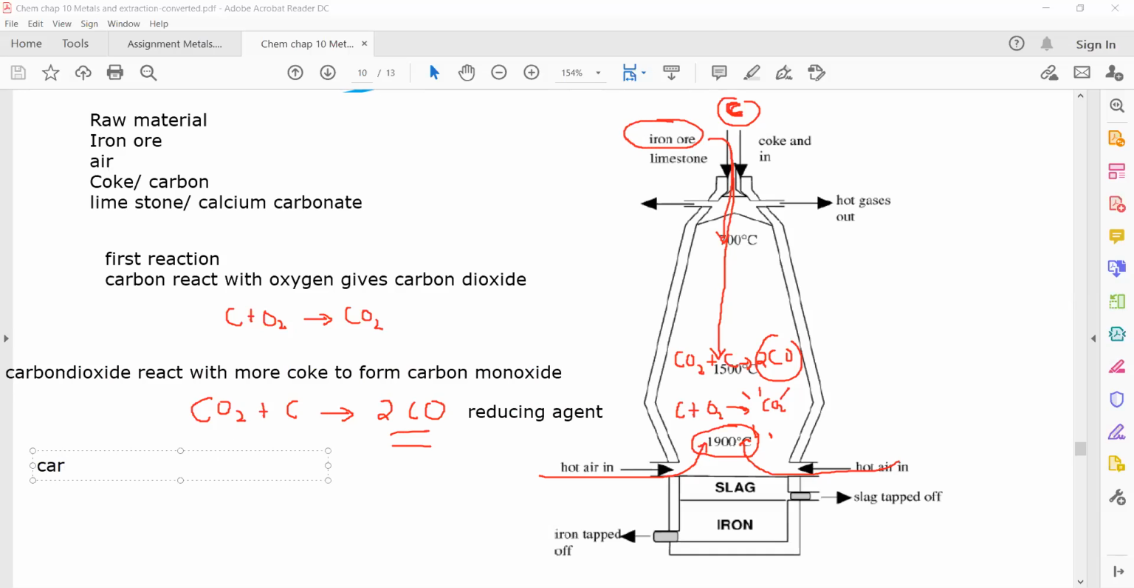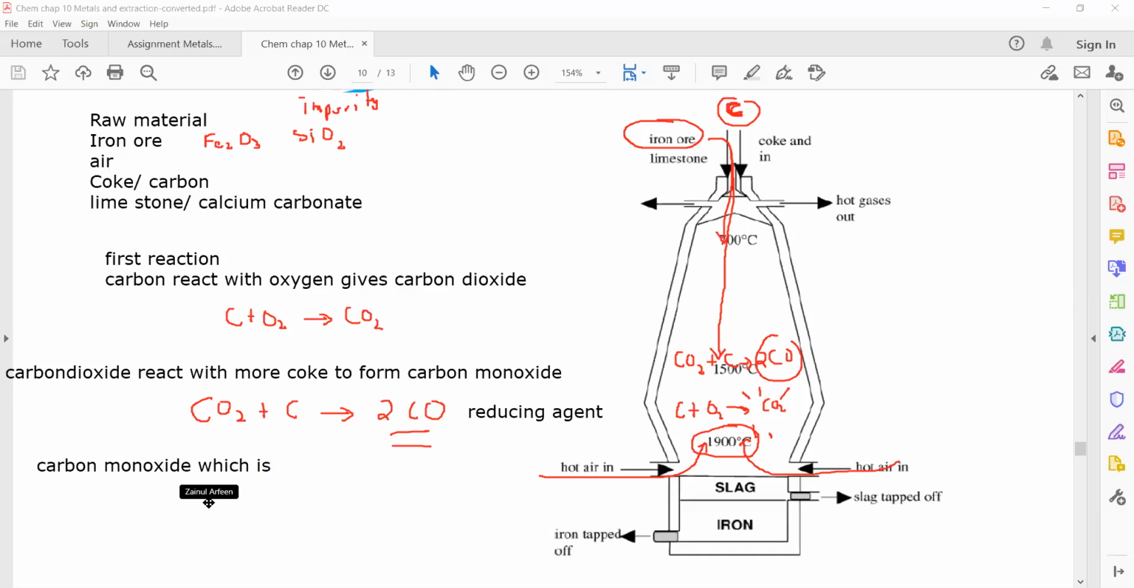carbon monoxide, which is a good reducing agent, reacts with iron ore. Iron ore means a combination of iron oxide, Fe2O3, and it also contains impurity silicon oxide, sand. Ore means a naturally occurring compound. Like in nature, we don't find free iron. We find iron oxide, iron sulfide. These are known as the ores of iron.